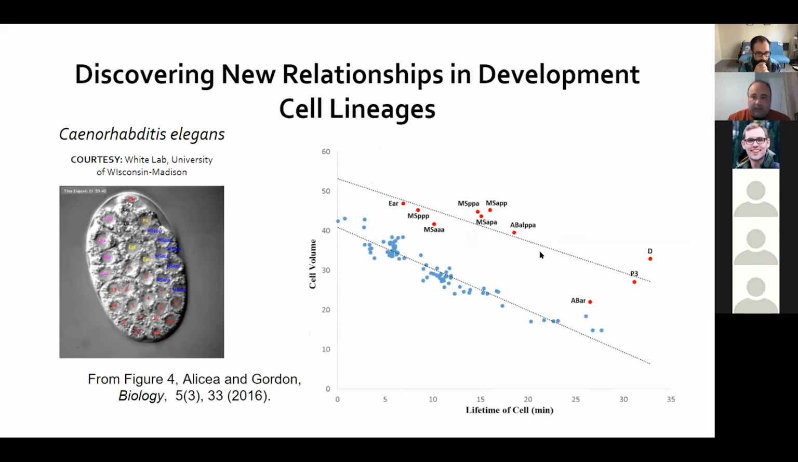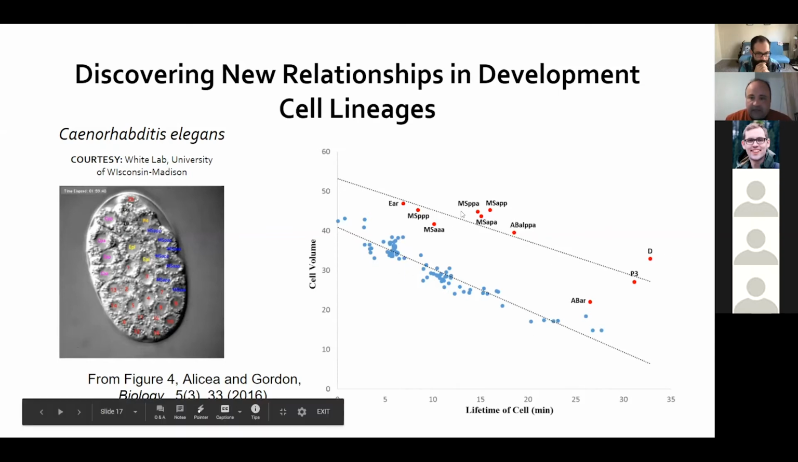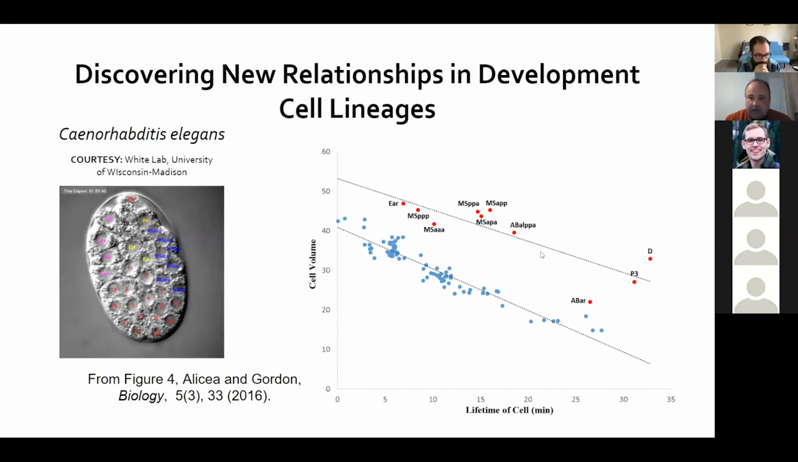And so in this case, we look at cell volume versus the lifetime of the cell. So it's a slightly different relationship. But we can see that we can pull out cells. We have one group of cells that follow this trend line, and then another group of cells that follow a different trend line and act as outliers along the cell volume. So they're a little bit bigger in terms of cell volume, and they live a variety of lifetimes here. This is the founder cell for the D lineage. This is P3. So you can identify individual cells in the embryo that deviate from the mean of the embryo.